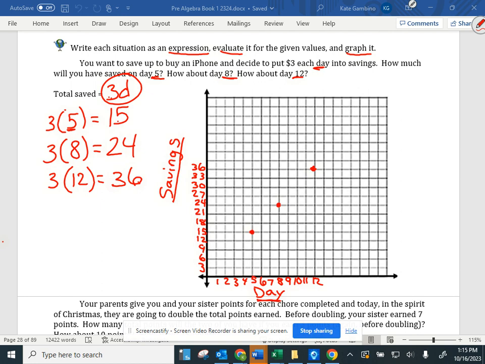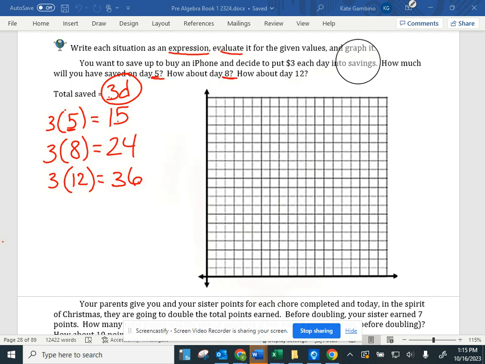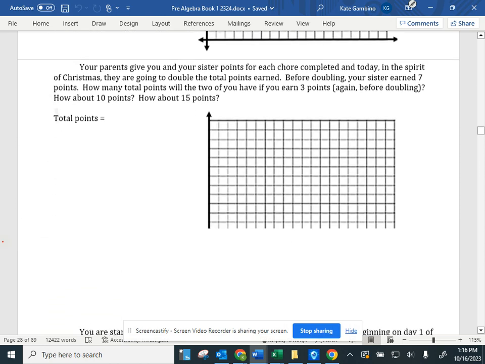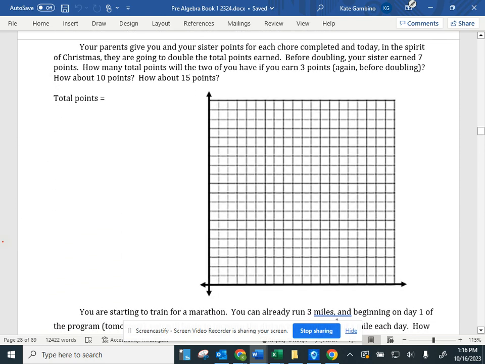So, it gets a little more complicated. Our expressions aren't always easy peasy. So let's look at our second graphing that we have to do, that first one on the next page. We're gonna break it down a little bit together to find that expression that we need.